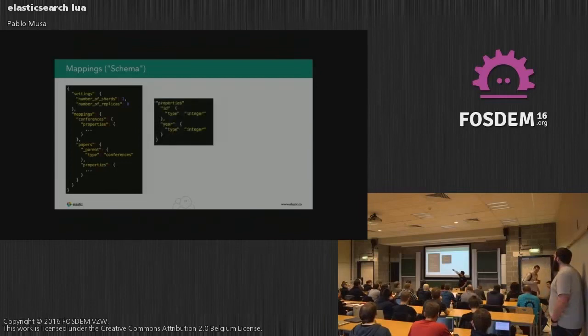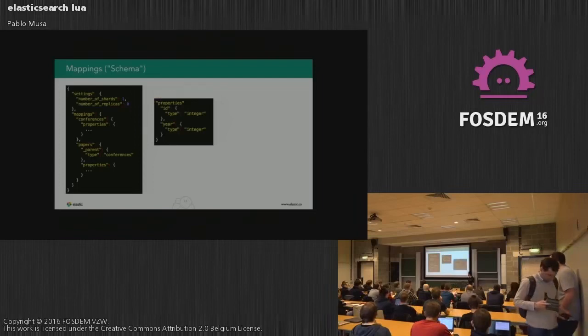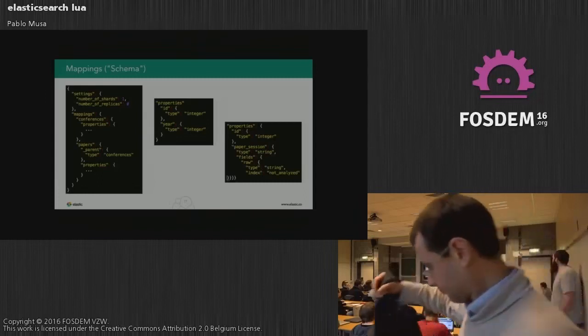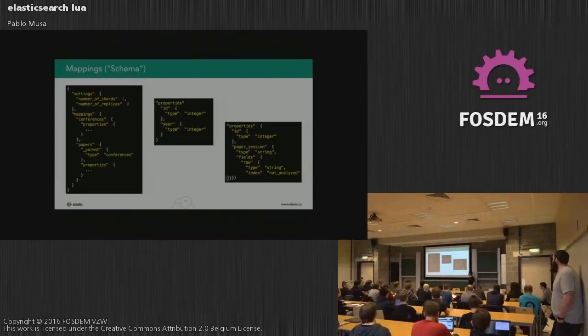I needed to say that ID was an integer and year was also an integer. Otherwise, as a string, I would get problems doing sorting. And I also needed to tell that paper session should not be analyzed. This is good when you want to do sorting as well, because if you analyze a string field, you get problems. I don't have time to get into that, but that's the simple configuration I had to do. I didn't have to tell about title or any other field. All of the other fields, if they are strings, they would be analyzed and available for search.